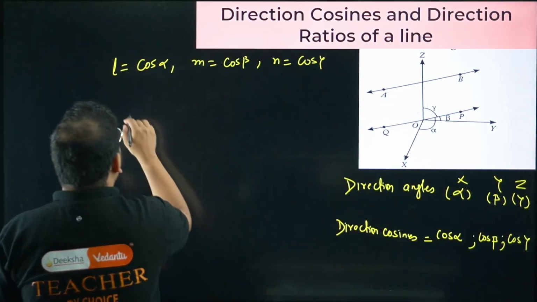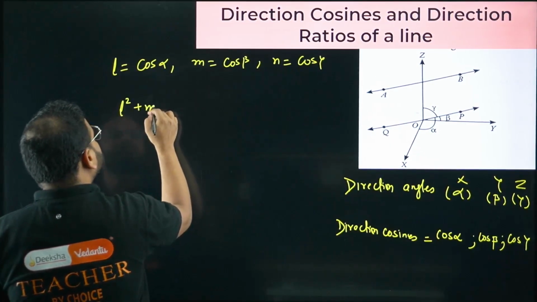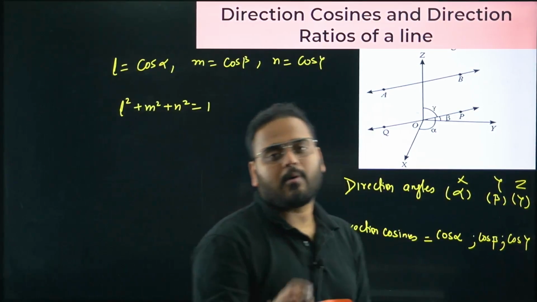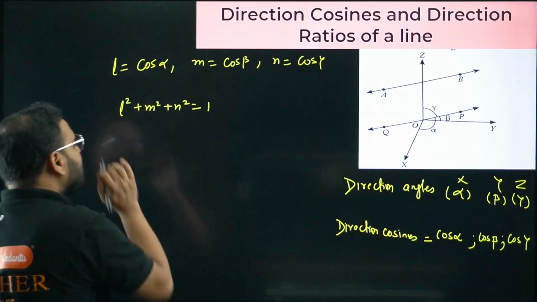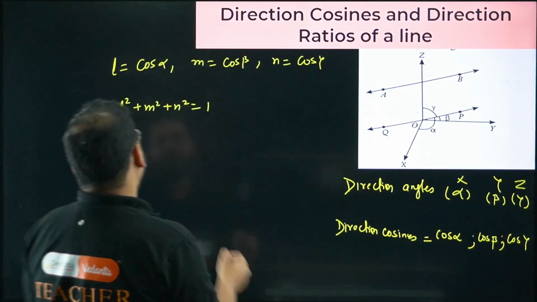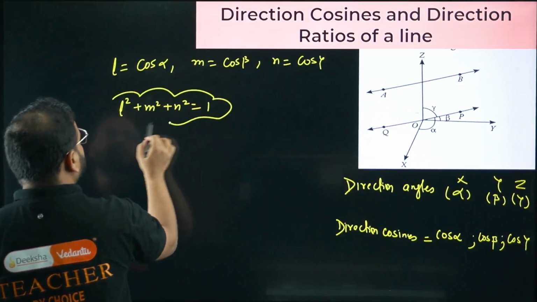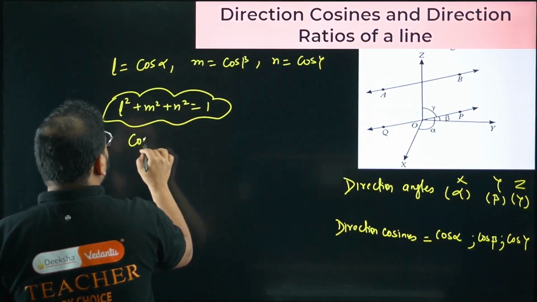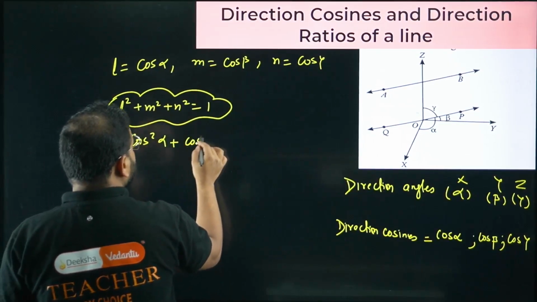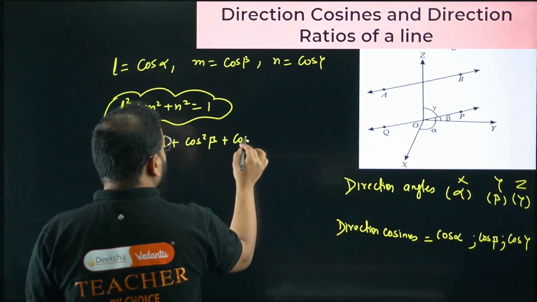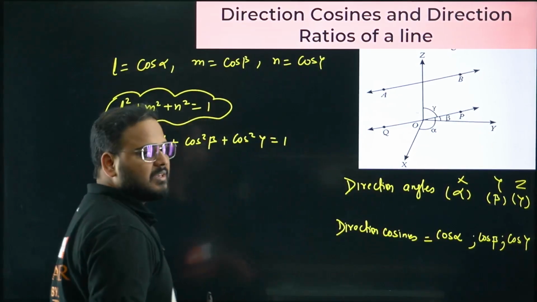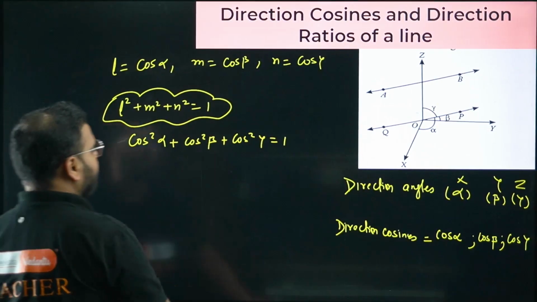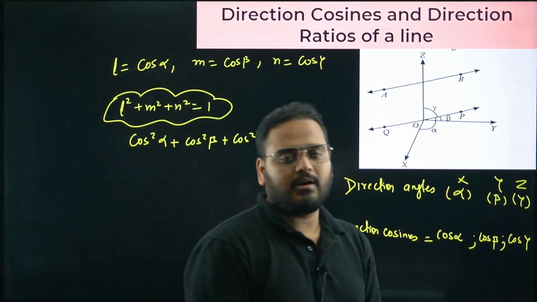The property, you know, right? We have the property l square plus m square plus n square equals 1. Very important property. MCQ questions can be asked or framed on this property, so very important for us from the exam point of view. Please understand this. Sometimes they can also write in this format: cos square alpha plus cos square beta plus cos square gamma equals 1. Same thing, nothing different, because the value of l is cos alpha, the value of m is cos beta, and the value of n is cos gamma.